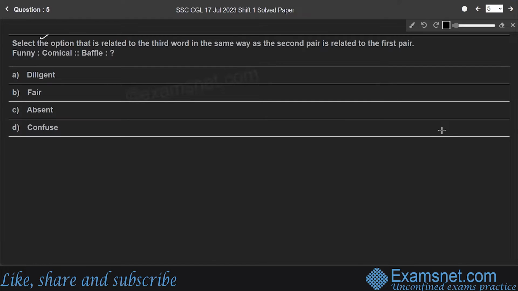Question 5. Select the option that is related to the third word in the same way as the second pair is related to the first pair. Here funny is related to comical. The second word is comical, right? So the second word is a synonym of the first word. Comical means funny. Synonym means same meaning, of the first word.